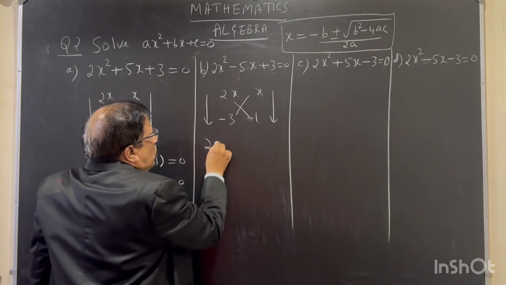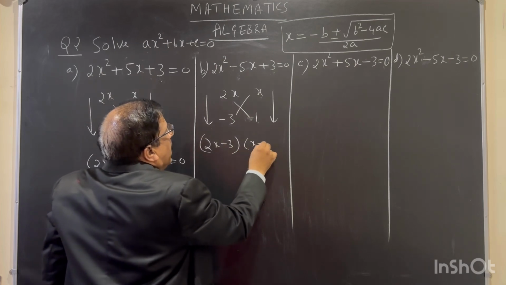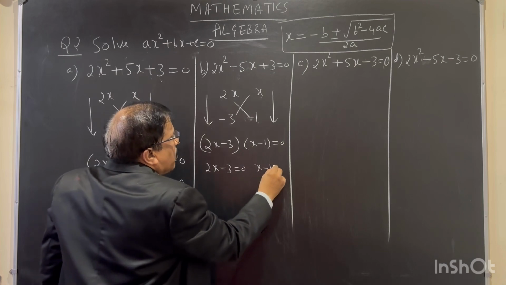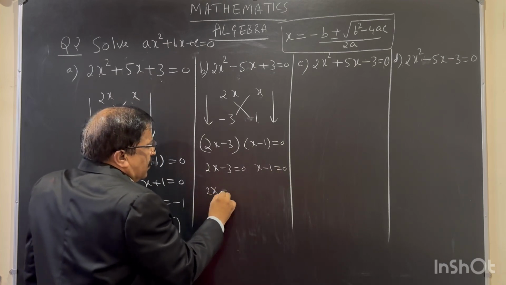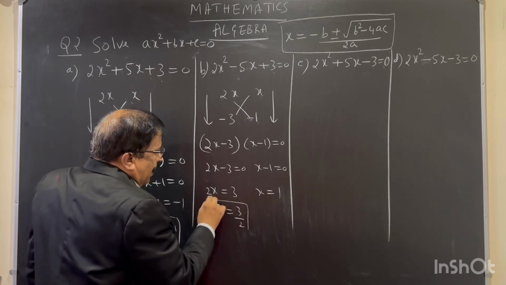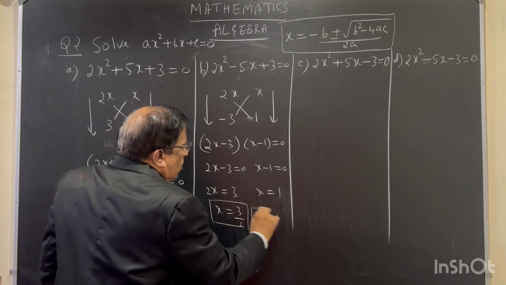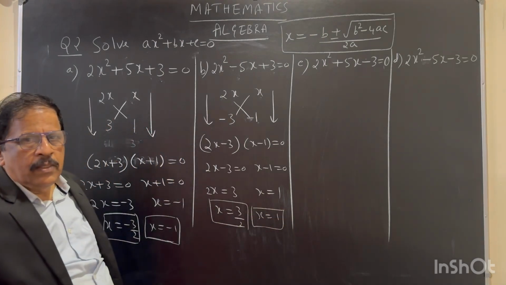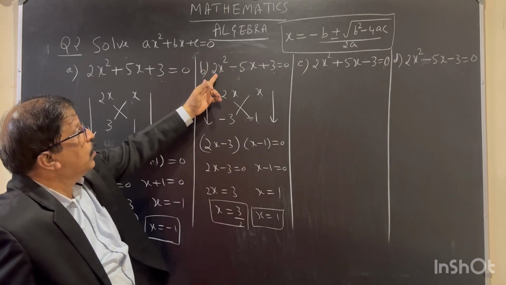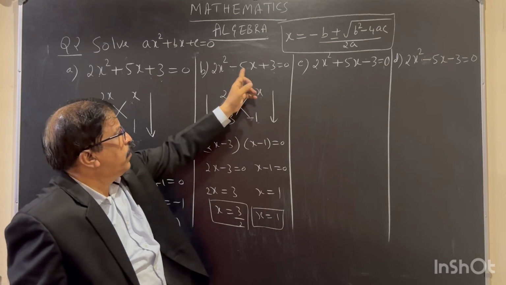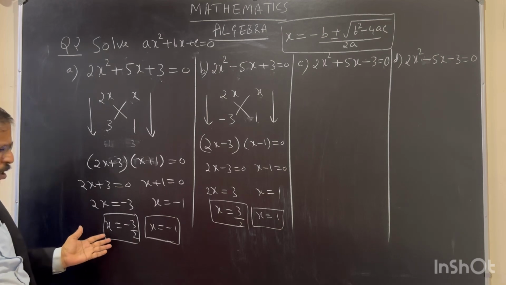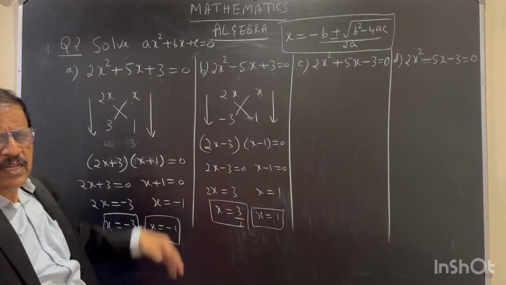So this is (2x minus 3) into (x minus 1) is equal to 0. So 2x minus 3 is equal to 0 and x minus 1 is equal to 0. So 2x is equal to 3, x is equal to 3 by 2, correct? Or x is equal to 1. If you have doubt, you can substitute this value here and check. Put x is equal to 1 here: 2 into 1 plus 3, 5, 5 minus 5 is equal to 0. Similarly, substitute this here and check. Put these values here in LHS, you get RHS.